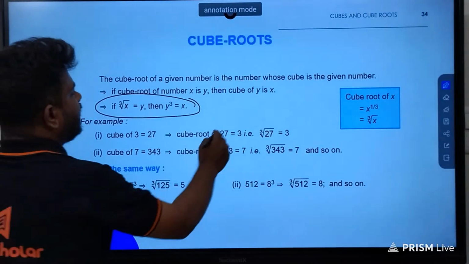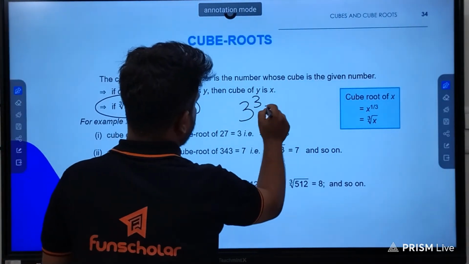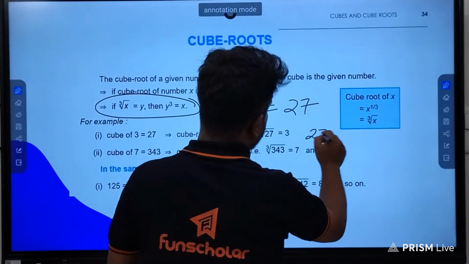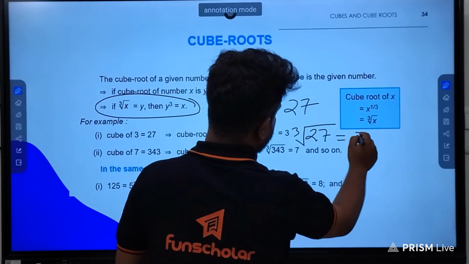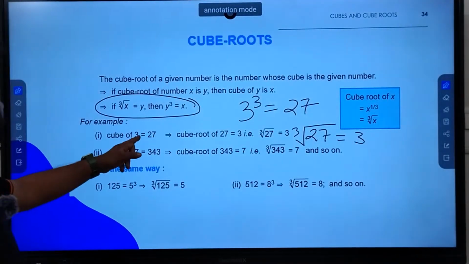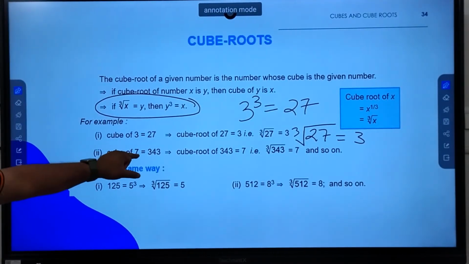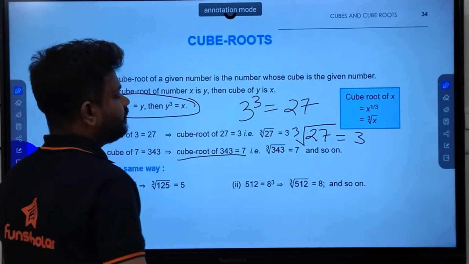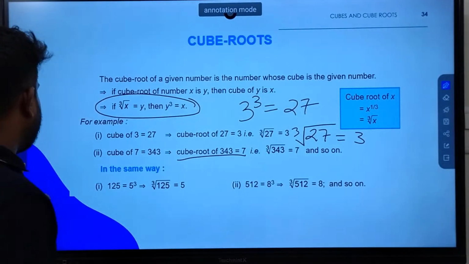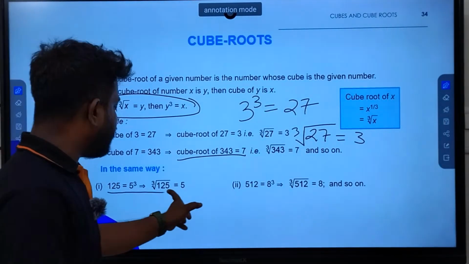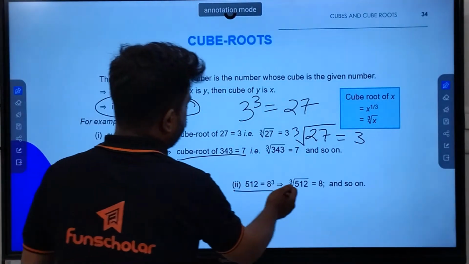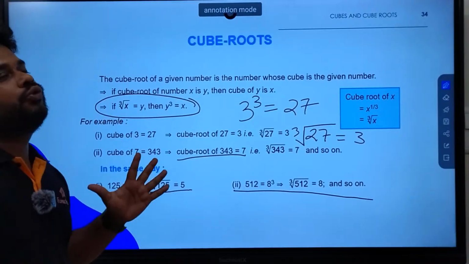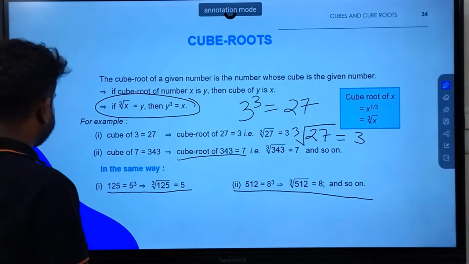Just like, if the cube of 3 is 27, then the cube root of 27 will be 3, right? Just like this one. And the cube of 7 is 343, so the cube root of 343 will be 7, and so on. And in the same way, 125 can be written like this, and 512 can be expressed as the cube root of 8, right?